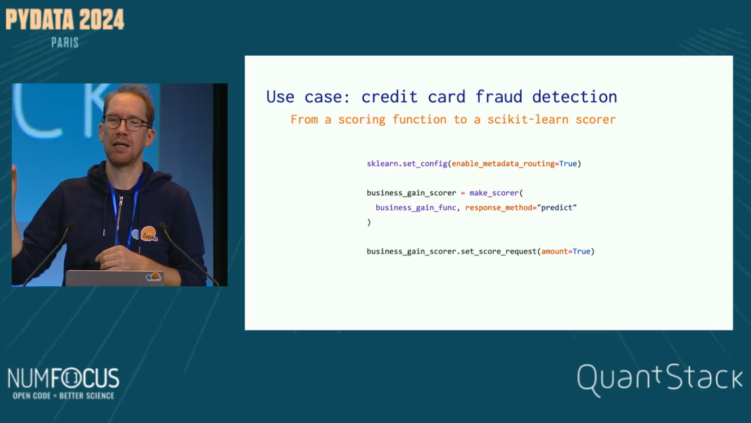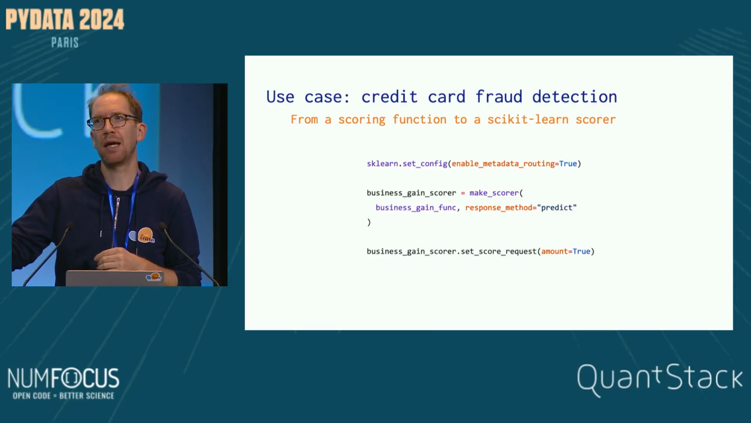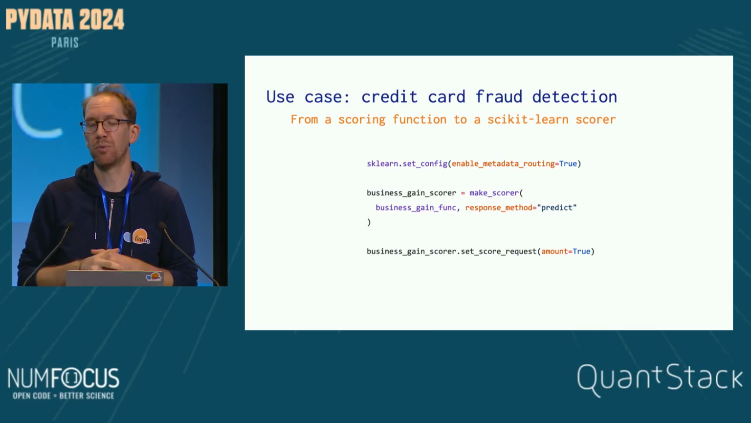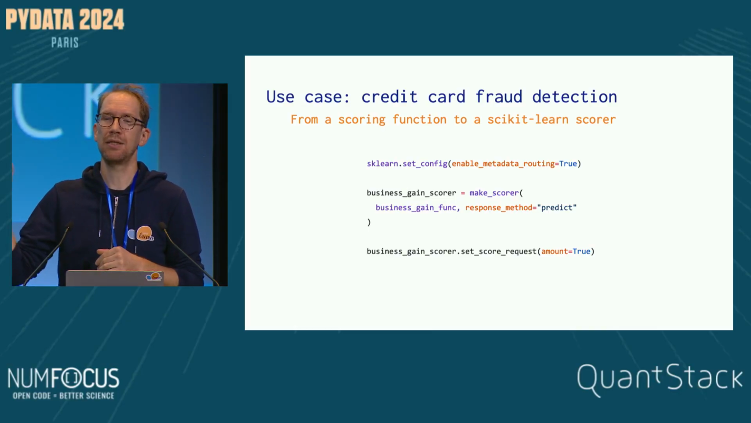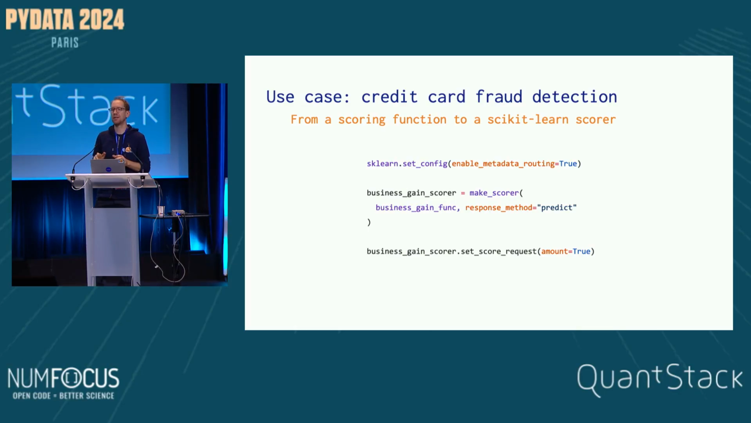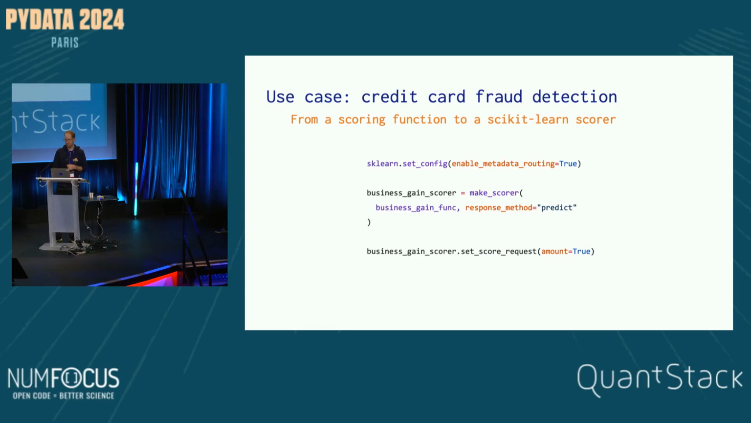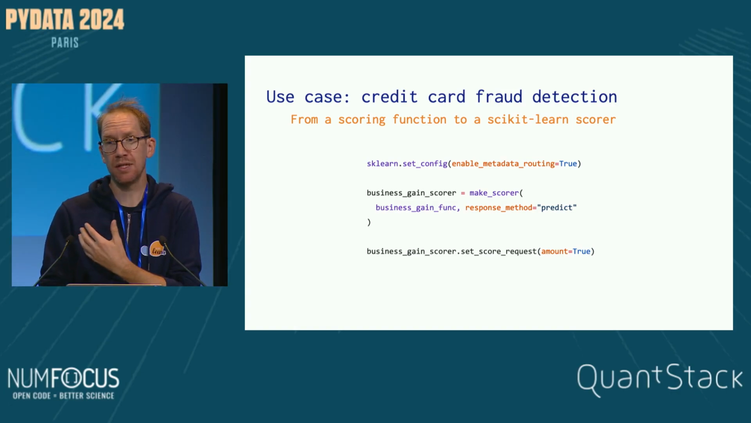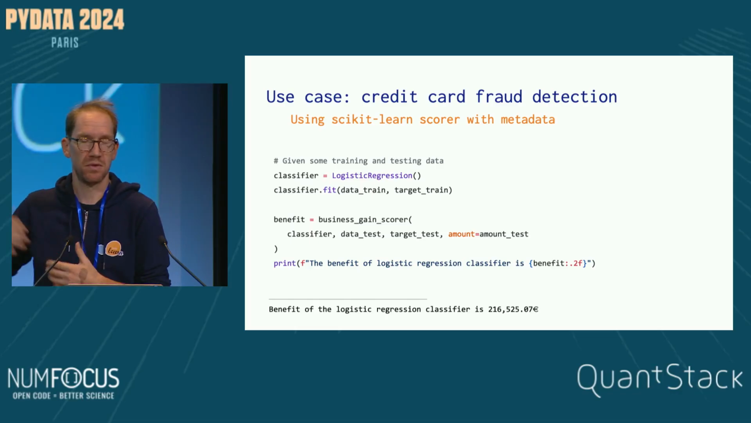And from there, I just pass the function and explain to the classifier that I will call the predict method just to get the predictions. And in addition, I say that I will need you to request the amount variables whenever people call you, okay? So how do I use this in practice? That will look something like this.